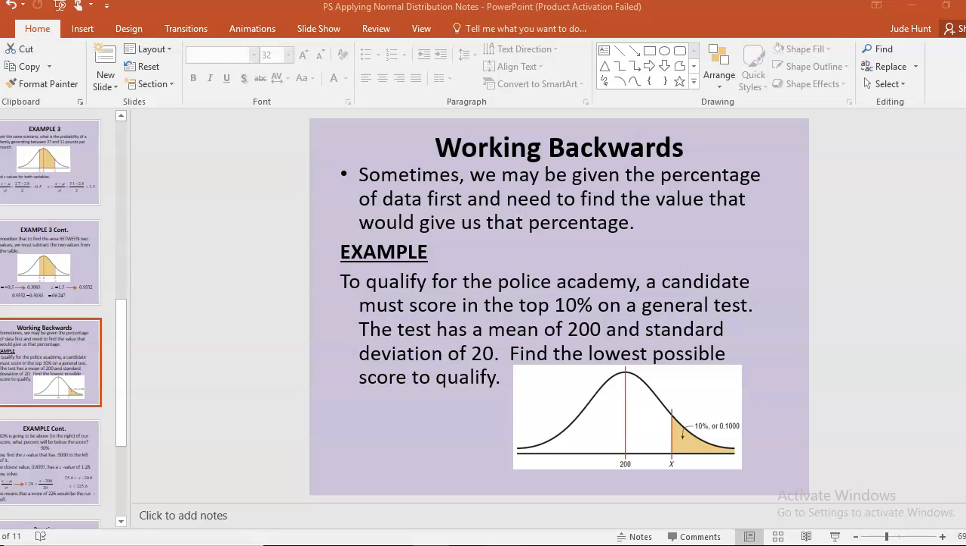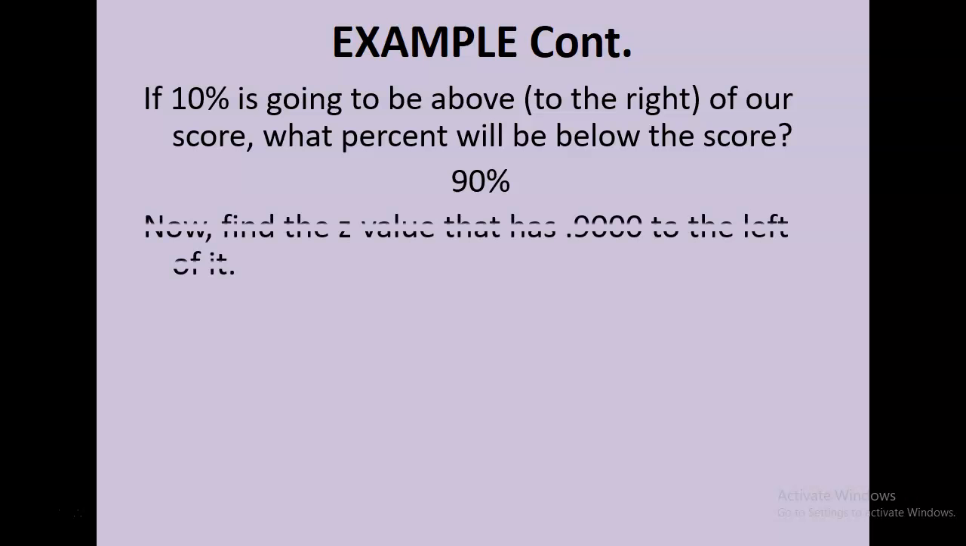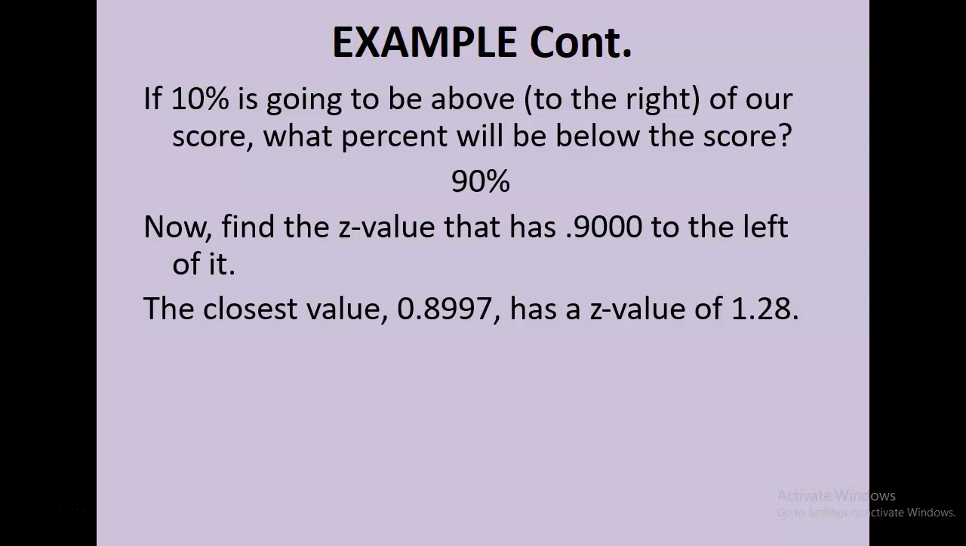We're going to go back to our problem, and we can set an equation up. Again, if 10% is going to be to the right, we know that we have 90% below the score, and we're using the table to get that 90%. So find the one that's the closest to 90%. It's going to be 1.28 for our Z value. Like I said, we just did all that. Now we're going to set up an equation based on Z equals X minus mu divided by the standard deviation. What we're trying to find is X.